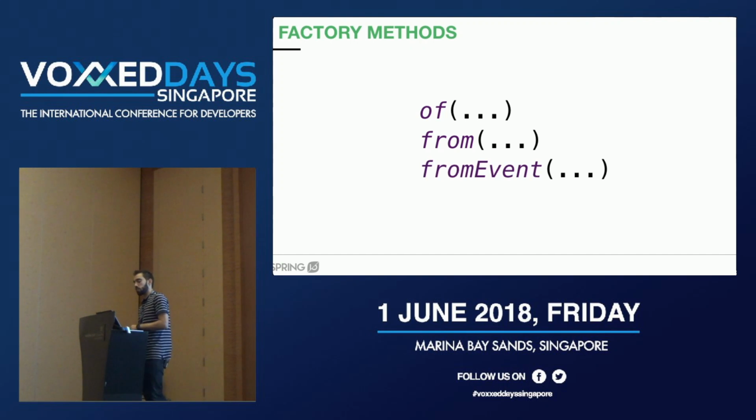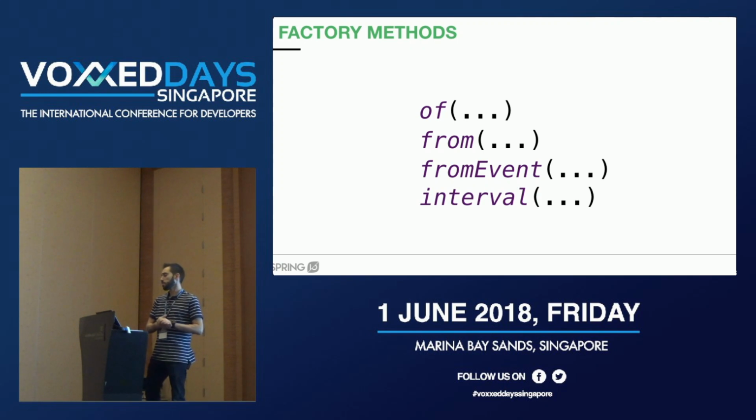But we could also create observables from events. So what about mouse move events, or things that are not static but dynamic? Or we could even create observables from an interval. So we can define an interval and basically trigger events based on that interval. So these are just some examples of creating an observable.